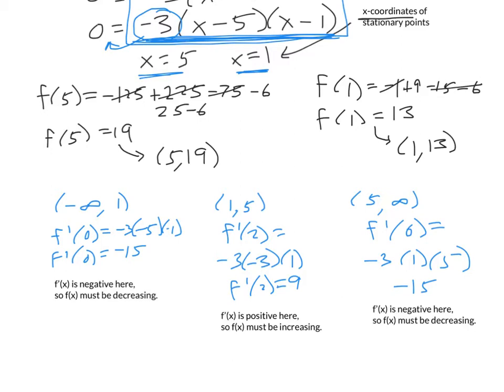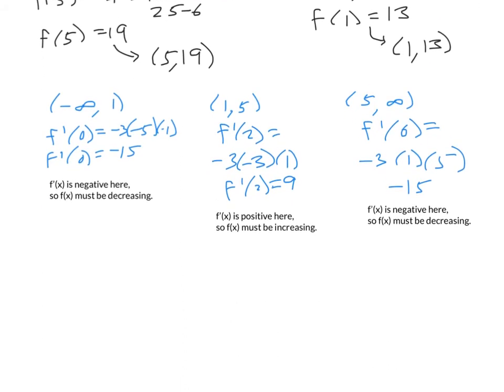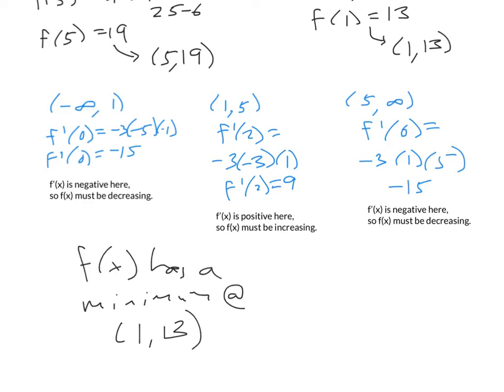Okay, so I now have my two stationary points. I've got them as full points, and I have this justification here. Between negative infinity and 1, my function is decreasing. Then from 1 to 5, my function is increasing. So what must have happened here at 1? If I changed from decreasing to increasing, then this thing that I had here must have been a relative minimum. So this is a relative minimum, and we can write that. Right? So we can write f of x has a minimum at (1, 13).